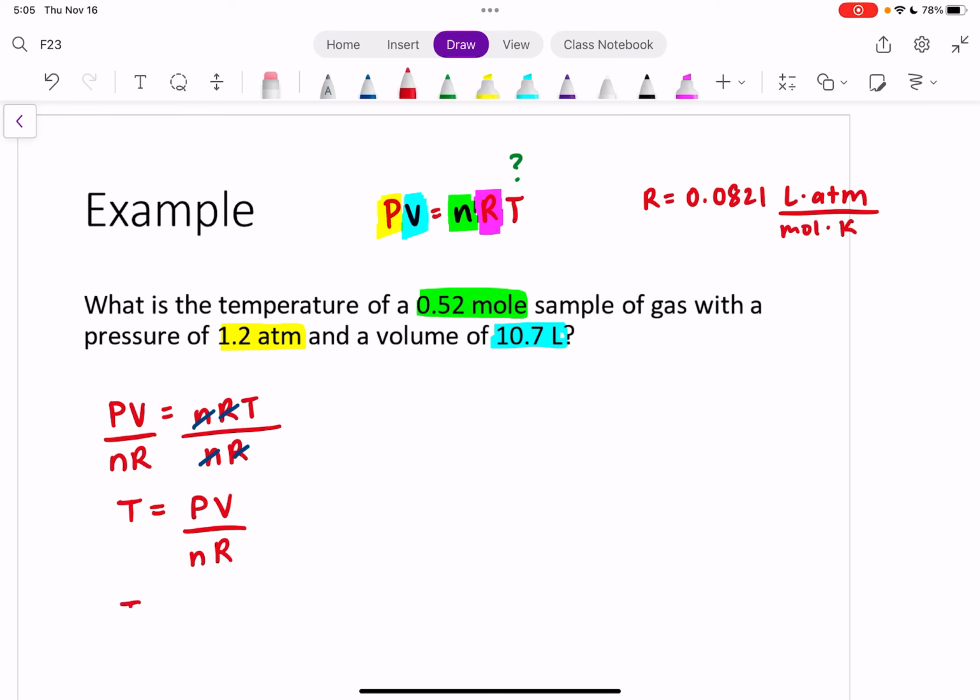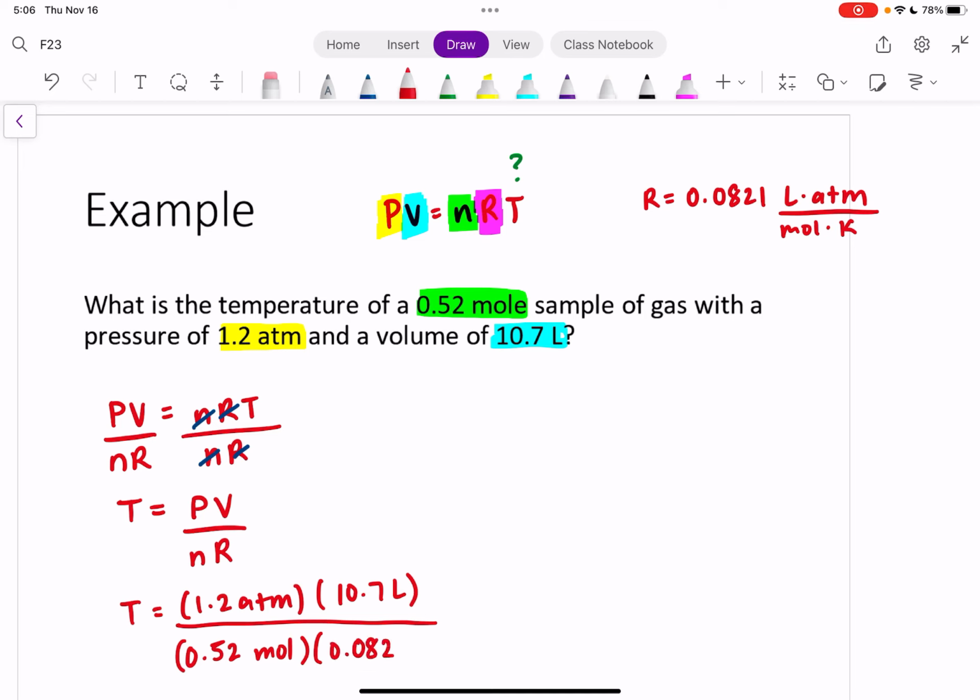All right, so T equals, our pressure is 1.2 atm. Our volume is 10.7 liters. Our number of moles is 0.52 moles. And our gas constant is 0.0821 liters times atm over moles times kelvins.